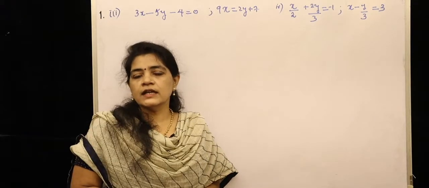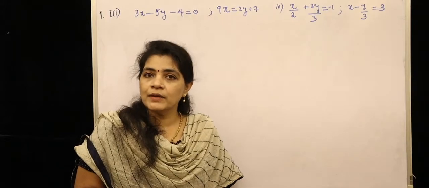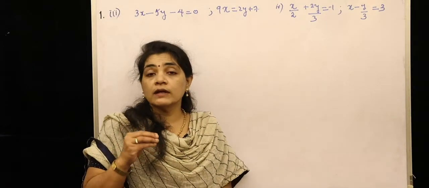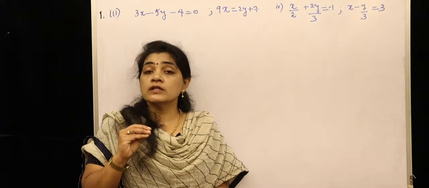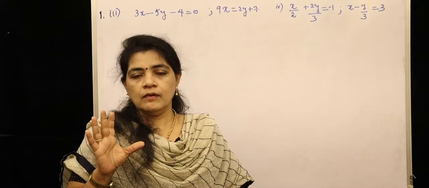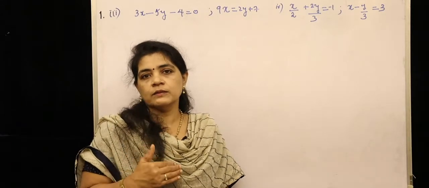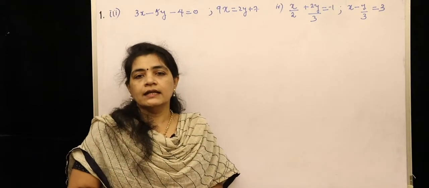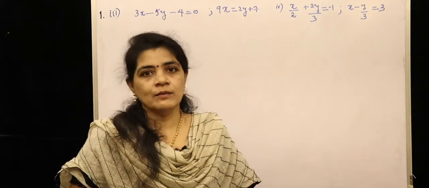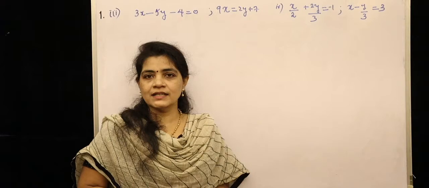So children, in order to apply this elimination method, a very important point: it would always be better to keep the constant alone in the RHS, and all other terms must be taken to the LHS. That is the way to follow when we are doing the elimination method. That point is clear, children.